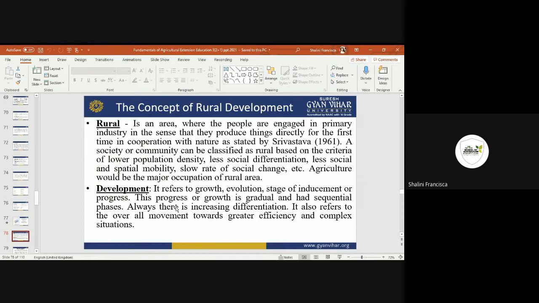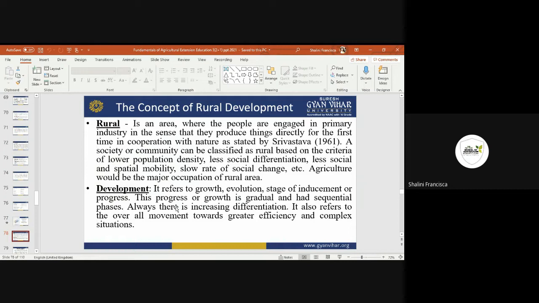Then slow rate of social change, so people don't immediately change themselves for the good of the others. For example, in urban areas, if one new technology, like a mobile or iPhone, has been introduced, they are not going to immediately buy all these products and bring them into their home. They will wait for some time, or they don't want to invest money because whatever phone they are having is enough for them.